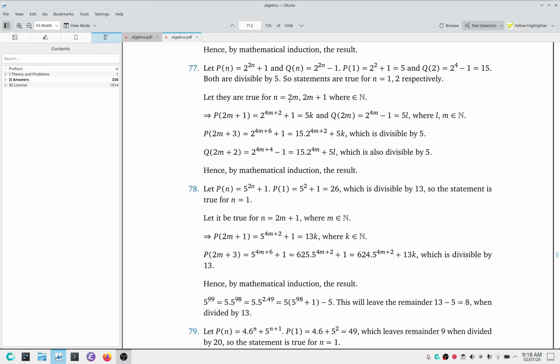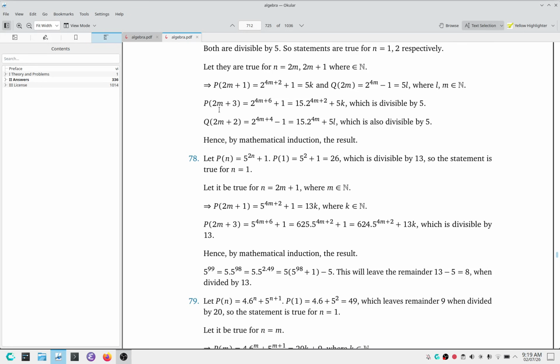Let the statements be true for n is equal to 2m plus 1 and 2m. So we have for 2m plus 1, 2 raised to the power 4m plus 2 plus 1 is equal to 5k, and Q(2m) is equal to 2 raised to the power 4m minus 1 is equal to 5l, where l and m are in the set of positive natural numbers.